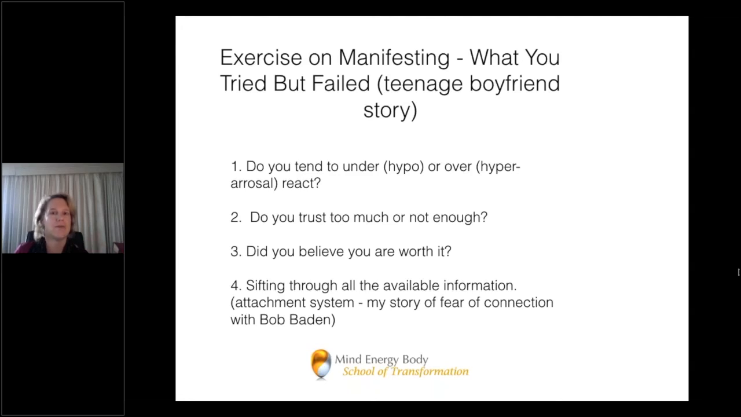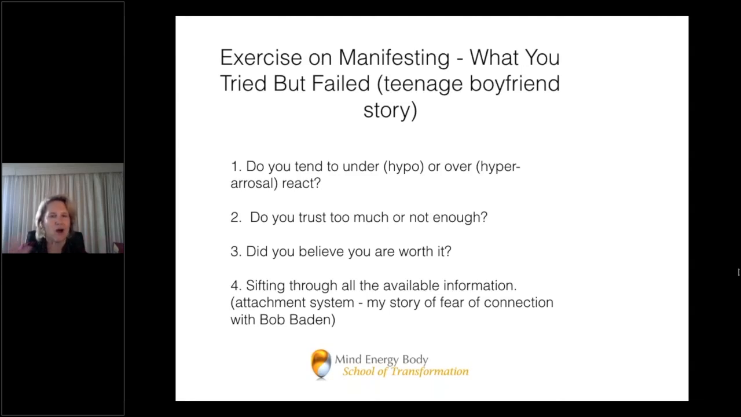I tend to be more hypo-aroused than hyper-aroused. Or are you somebody who never trusts? It's like, I won't trust him. I'm sure he's cheating on me, or this terrible thing is happening, and you can't move forward in your life because you don't trust enough. And the third thing, like my young self, I didn't believe I was worth it, so my vibration didn't match what I was trying to manifest. So think about things you didn't manifest and how that syncs up.